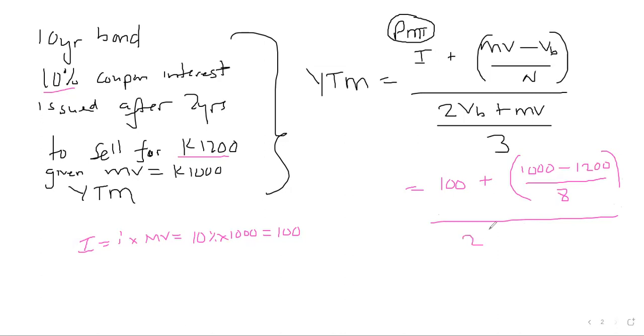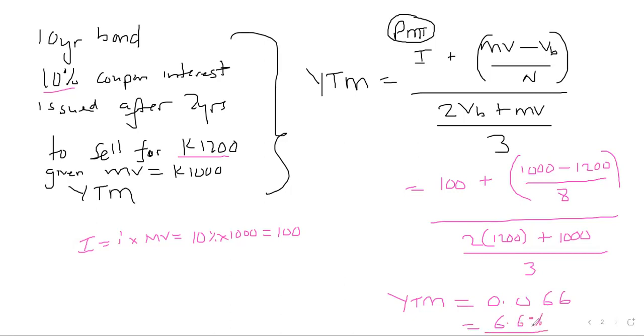Why 8 years? Oh, it's because the life of the bond is 10 years, but it was issued after 2 years. So it's like it has been in operation of some sort. Exactly. So it's a 10-year bond which is issued after 2 years. When you compute this, we're going to get our yield to maturity at 6.6%. So this is our market rate.